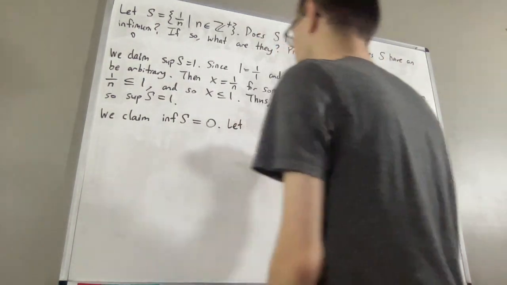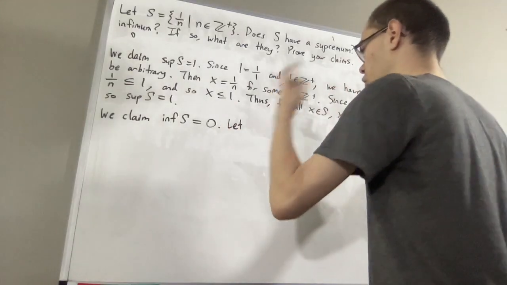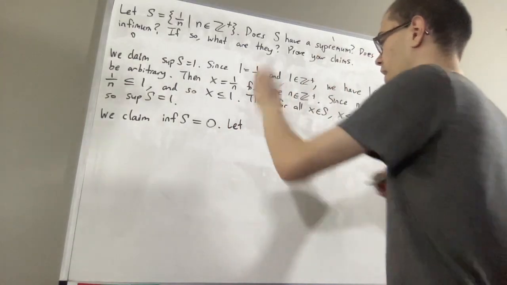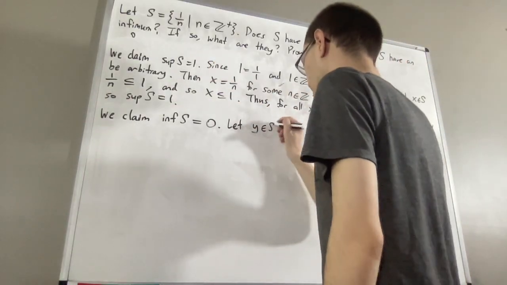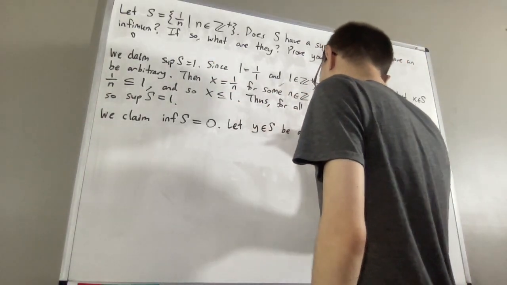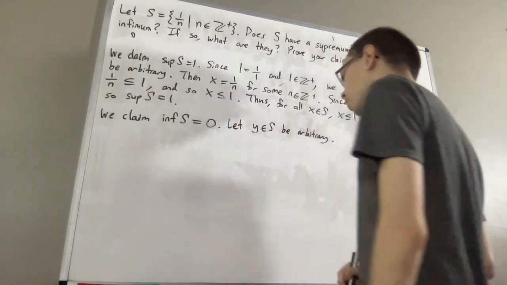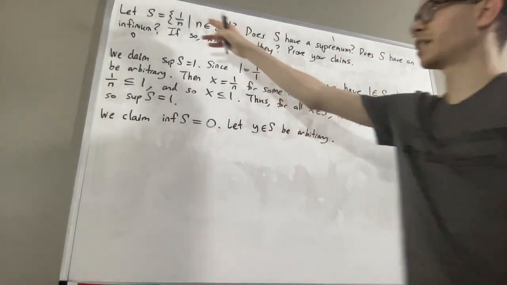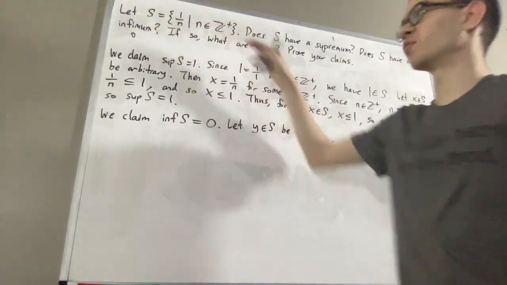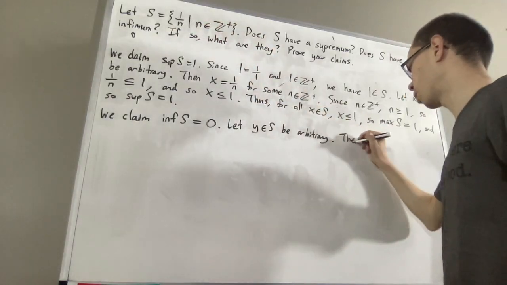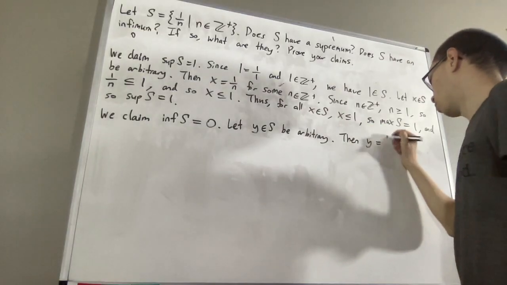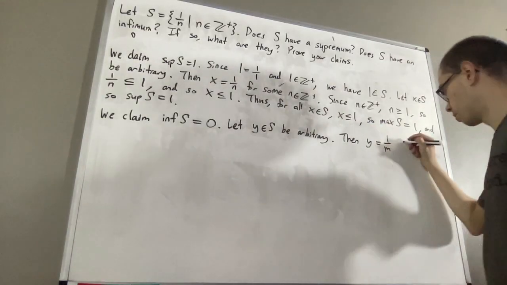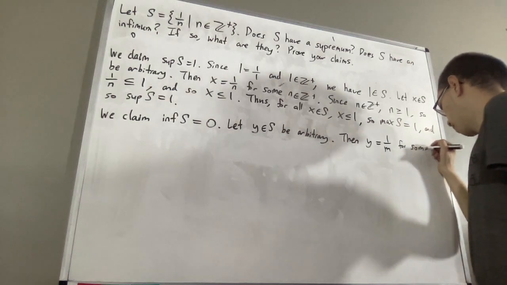In fact, just to keep things a little bit less confusing, instead of using x, I'm going to call it y, because we already used x up here. So I'm going to say let y in S be arbitrary. Then y has the form 1 over m for some positive integer m. Instead of calling it the letter n, I'm going to say 1 over m, for some positive integer m.